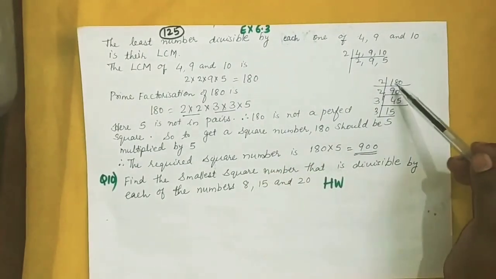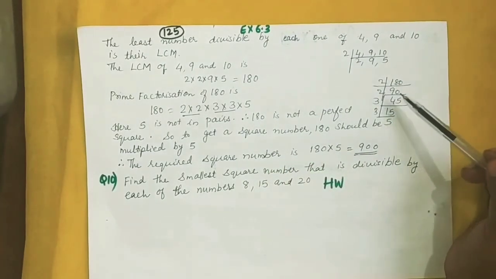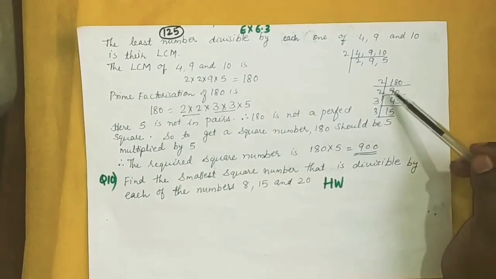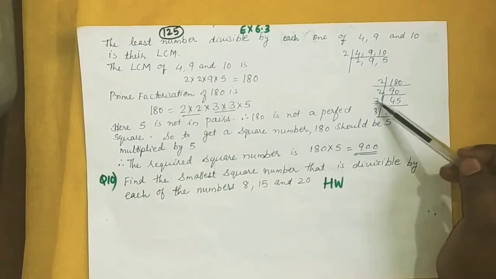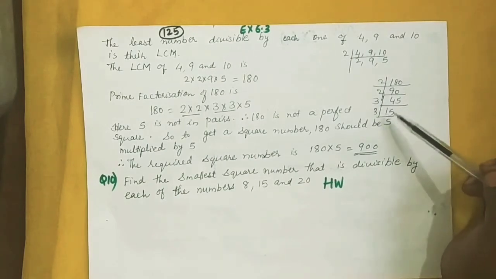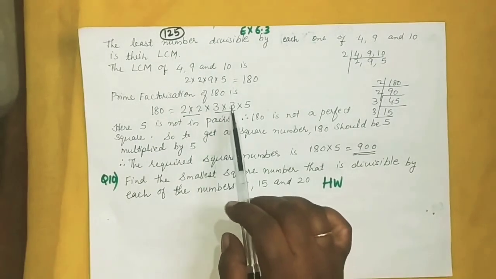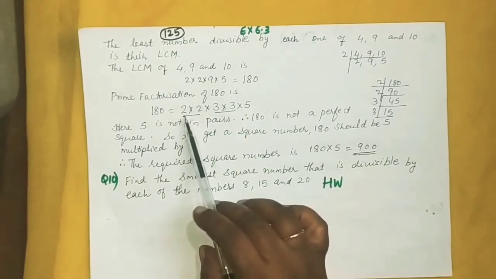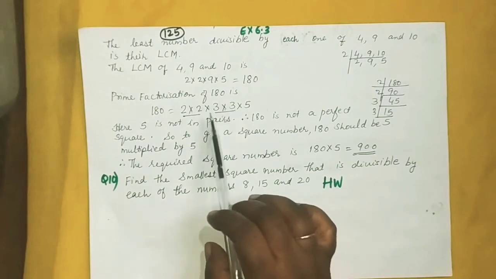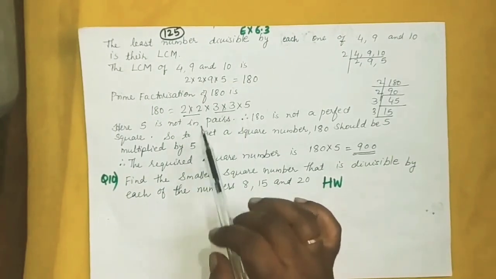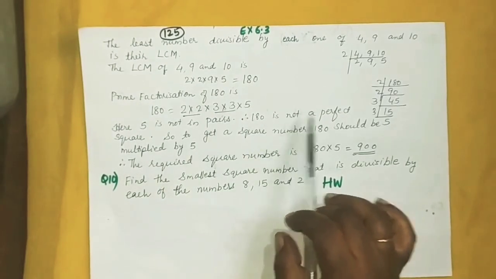Now we are doing the prime factorization of 180 because we have to find the square number. So 180 by 2 is 90. 90 by 2 is 45. 45 by 3 is 15. 15 by 3 is 5. So what is the prime factorization? 2 into 2 into 3 into 3 into 5. Now we are arranging into groups of pairs. The 2's are in one group, the 3's are in one group, but 5 is not in a pair. So 180 is not a perfect square.